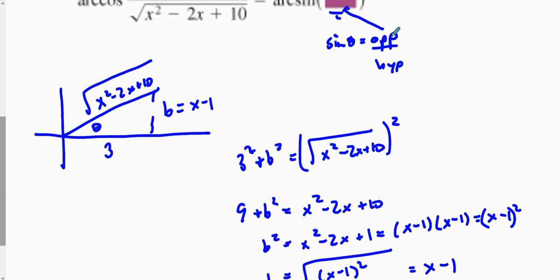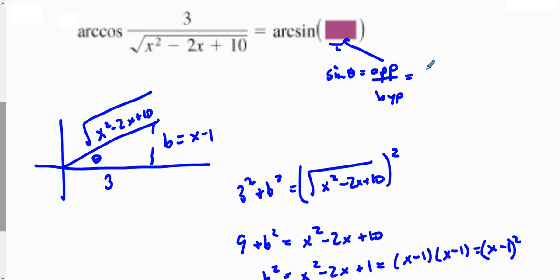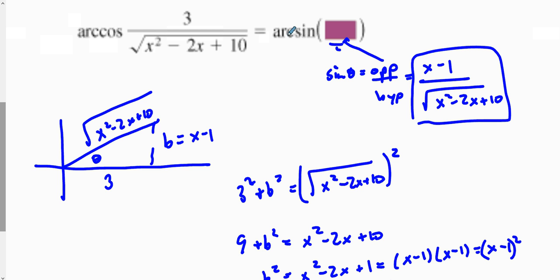So what is the ratio equivalent to our cosine of this ratio right here? We take our opposite, x minus 1, over our hypotenuse, the square root of x squared minus 2x plus 10. And that, my friends, is the ratio put inside arcsine that will give us an equivalent expression of our cosine of 3 over the square root of x squared minus 2x plus 10.